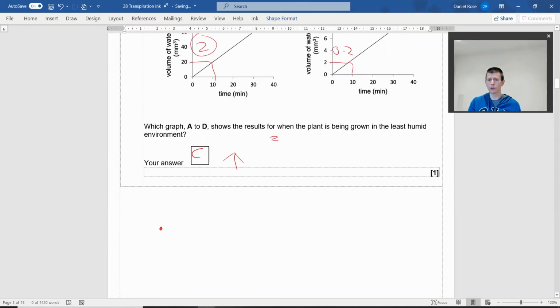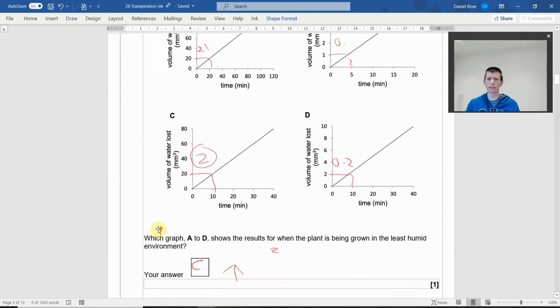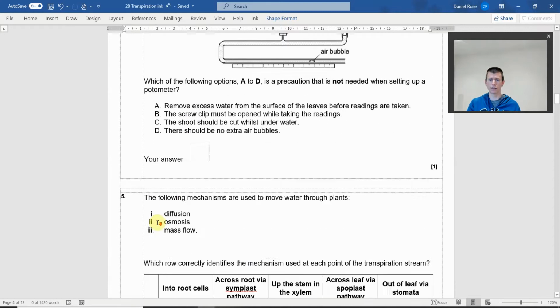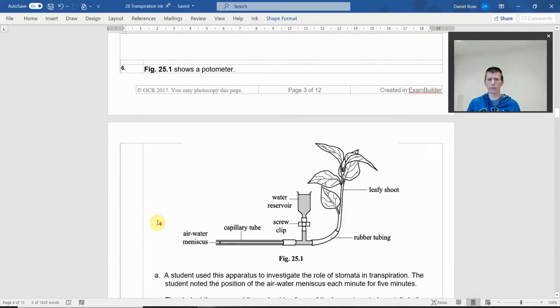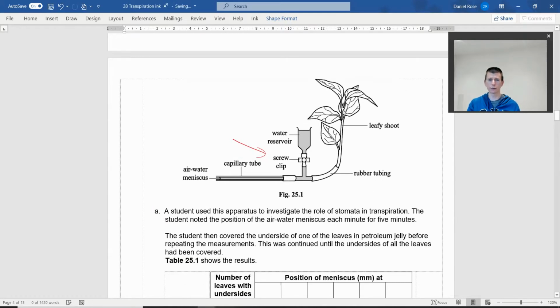So these multiple choice questions, you kind of think a mark a minute, but multiple choice questions aren't that. And you can see it's pretty much a page of writing to get that answer right. Okay, move down to one of the written answers now. So it shows a potometer, and a potometer is this. So it's a way of measuring transpiration.